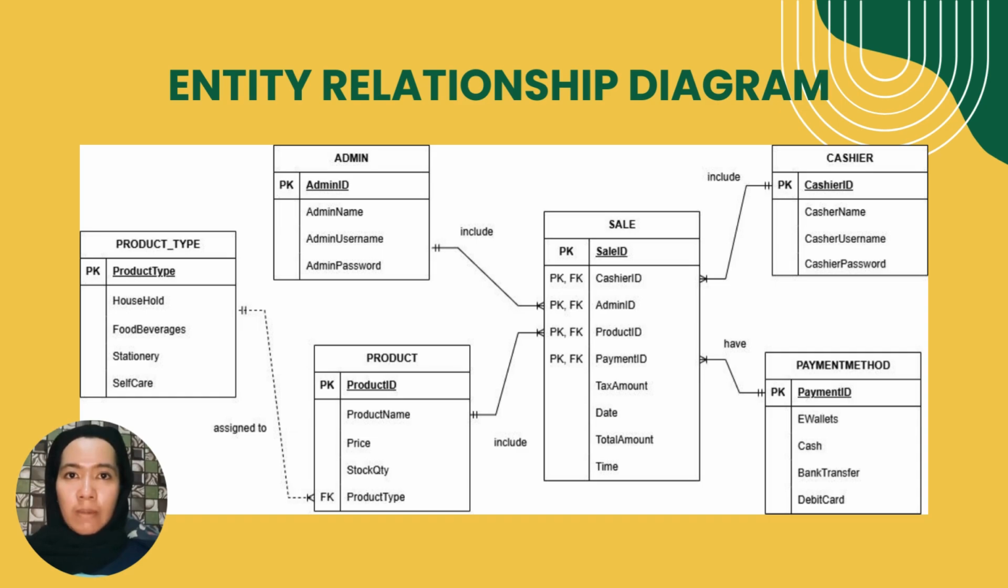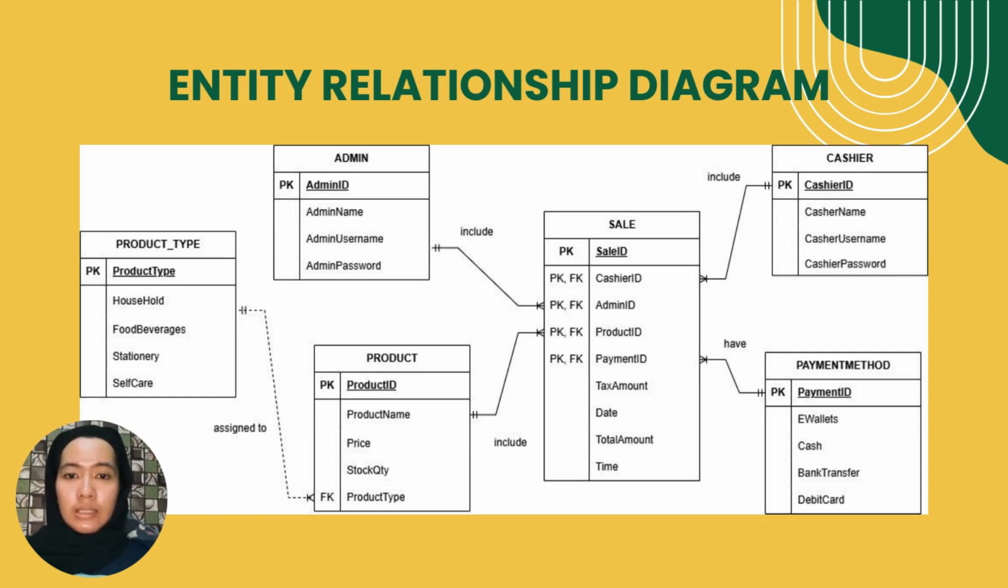Next is product type. This is a lookup table that categorizes our products into types like household, food, and beverage. This helps in organizing and reporting. You can see each links to the product table.